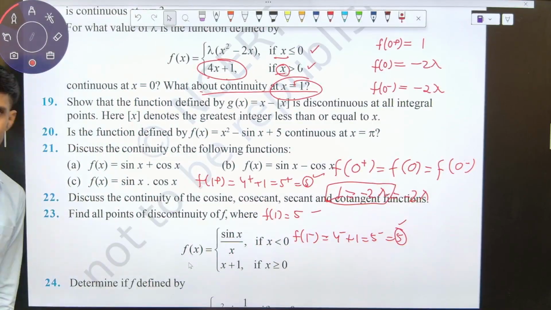It is continuous. So if you want to write mathematics, you can write that. If you want to write a statement, you can write f(x) is a linear polynomial and a linear polynomial is always continuous, so it is continuous at x equals 1. Yes? Both ways we can go.